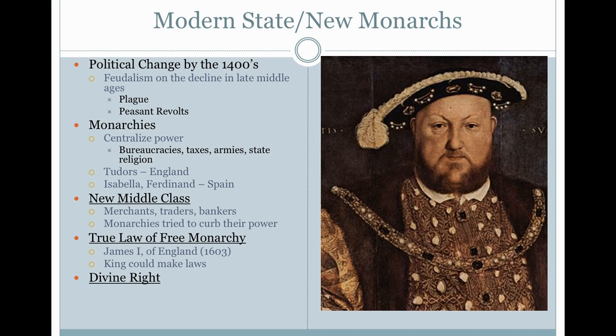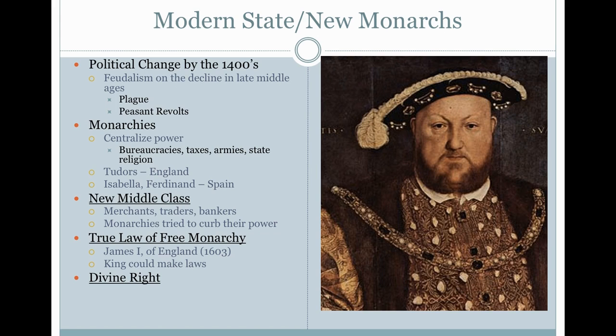All right, so almost done. Some of the modern states, as I mentioned, are emerging. Remember, this is a huge political change by the 1400s. Feudalism is in decline because of the plague and peasant revolts, right? There weren't a lot of workers because they died, so those who survived could basically ask for pay. They forced the nobles' hand in a sense.